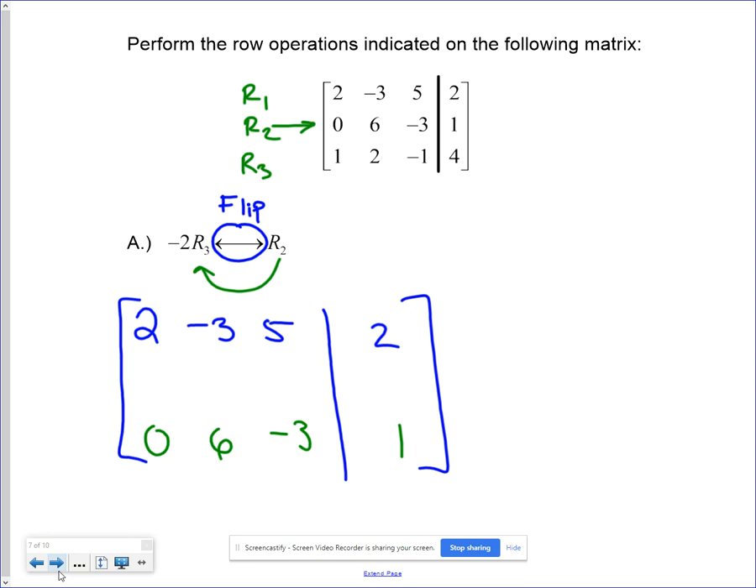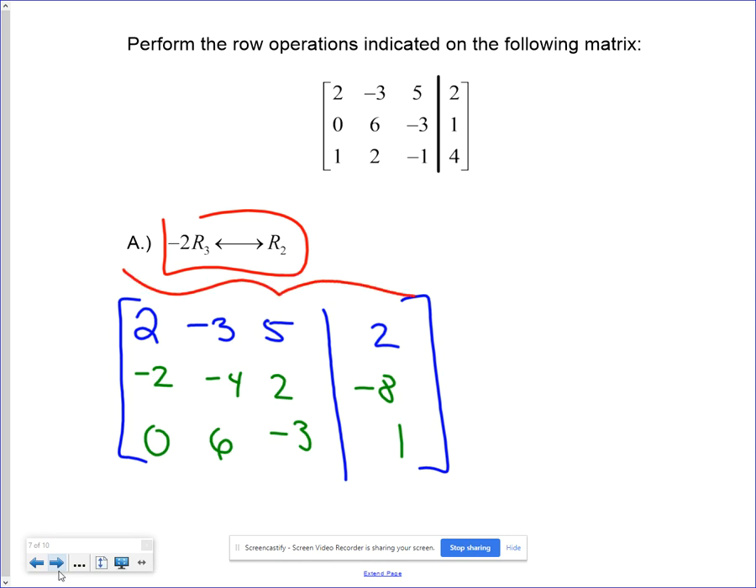And then row 3, I'm going to flip that with row 2. But before I flip it, I'm going to multiply row 3 by -2. So I'm taking -2 times row 3. That'll give me -2, -4, +2, -8. So here is my answer for this row operation that's given right here, performed on this matrix above.